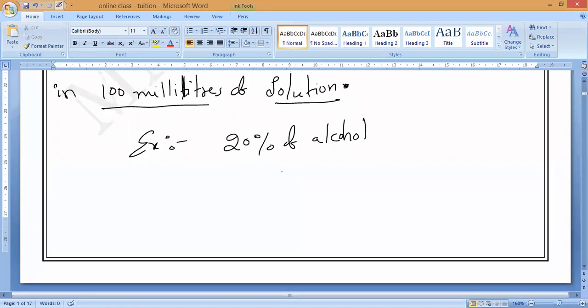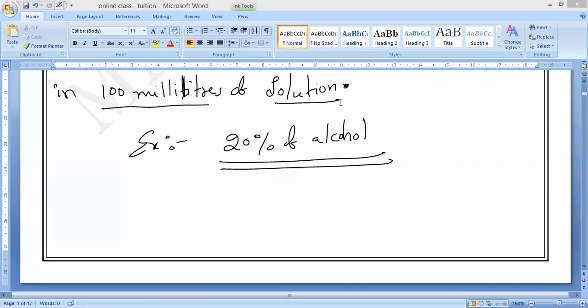20% of alcohol means in the sense of what? Out of 100 ml, suppose you take. So 20% solution of alcohol means that 20 milliliters of alcohol is present in how much? 100 milliliters of solution. That's all. So that is what you have to say.